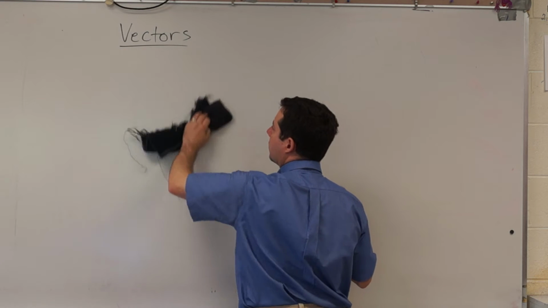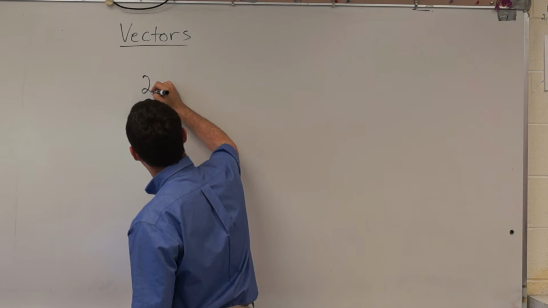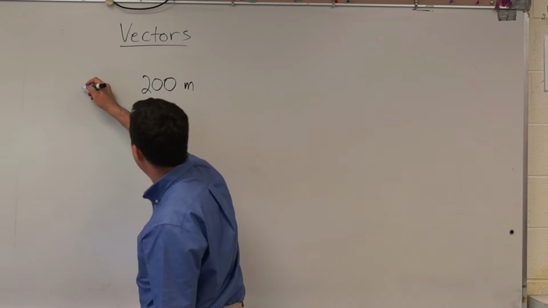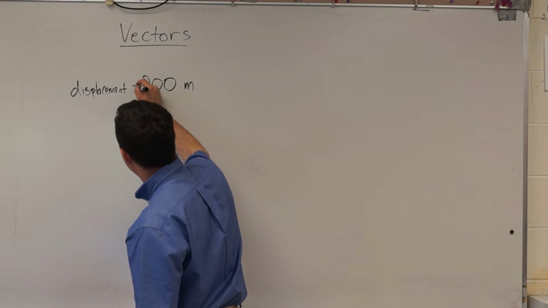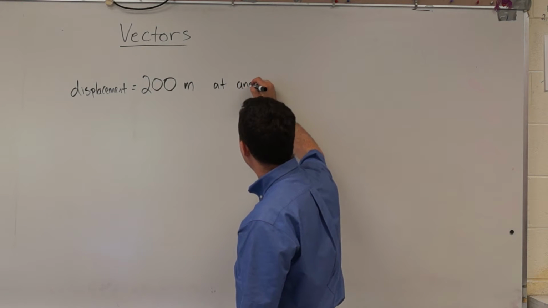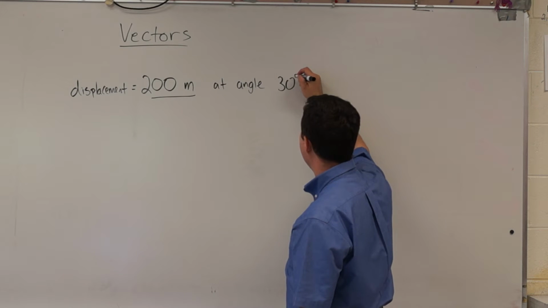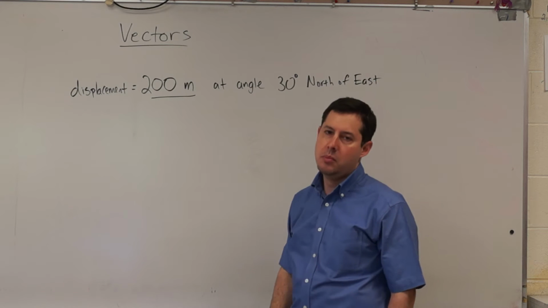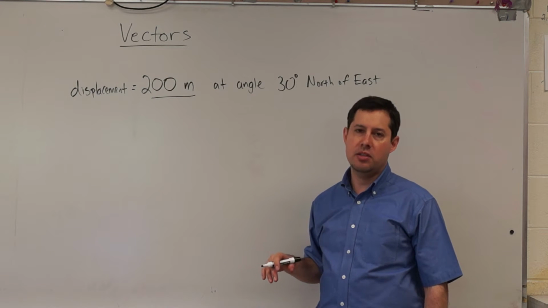I'm going to just make up a vector that is going to represent, let's say, 200 meters is a vector, and I need to make sure this is a vector quantity, so I'm going to call this displacement. So the displacement is 200 meters at an angle, and so the angle defines our direction. This is our magnitude. Now our direction, our angle is going to be 30 degrees north of east. So often we will measure angles from the east. We can measure them from different directions as well.